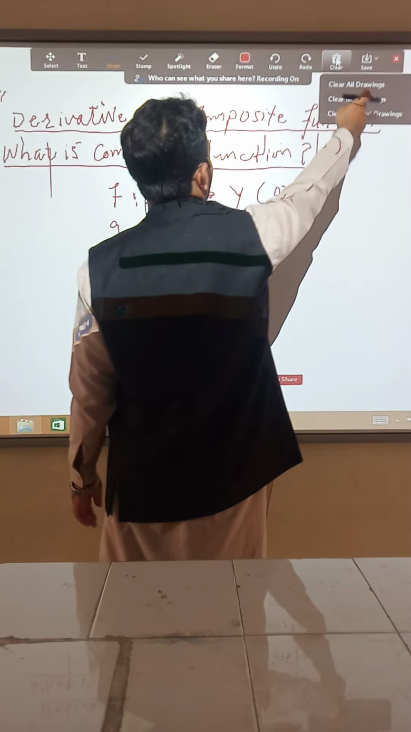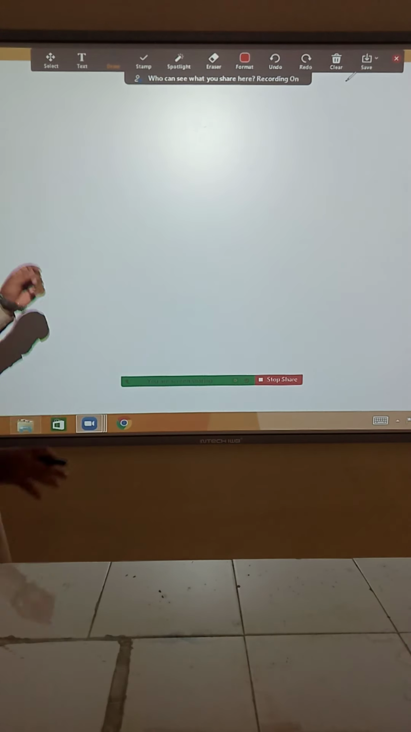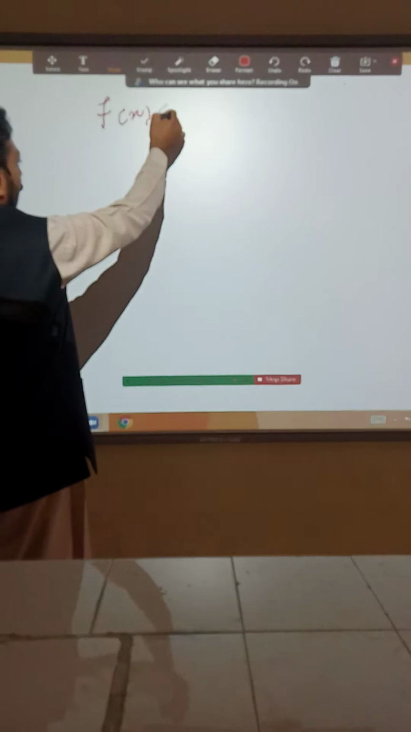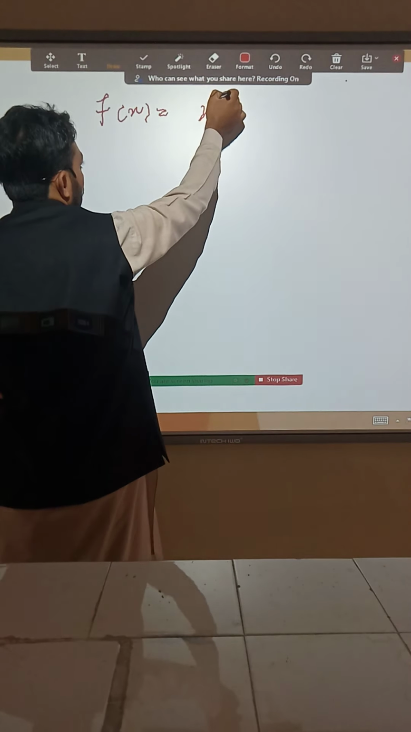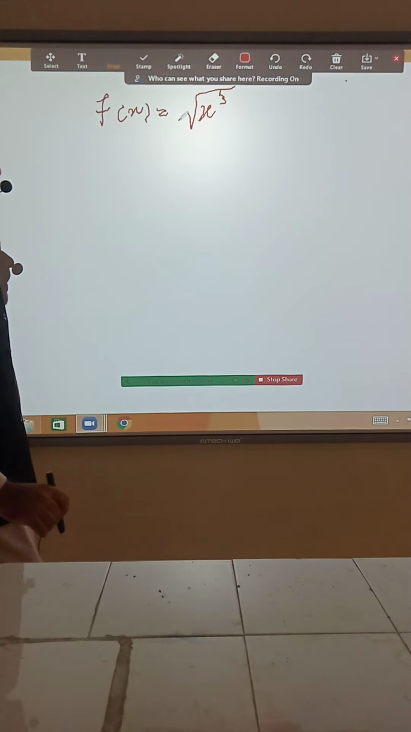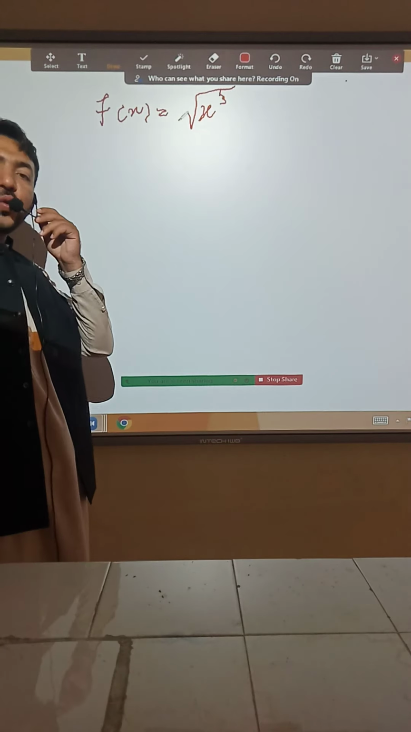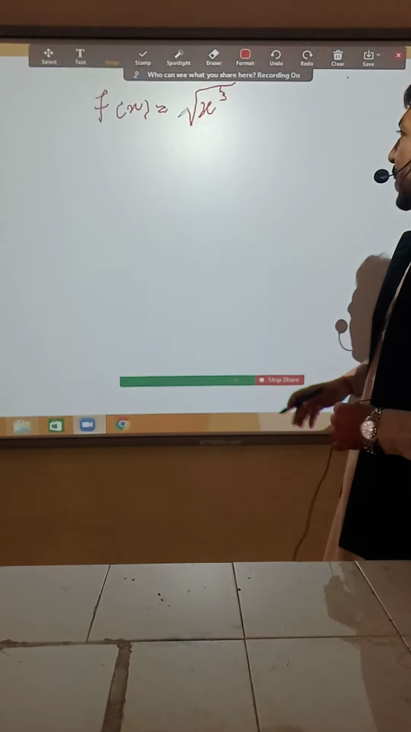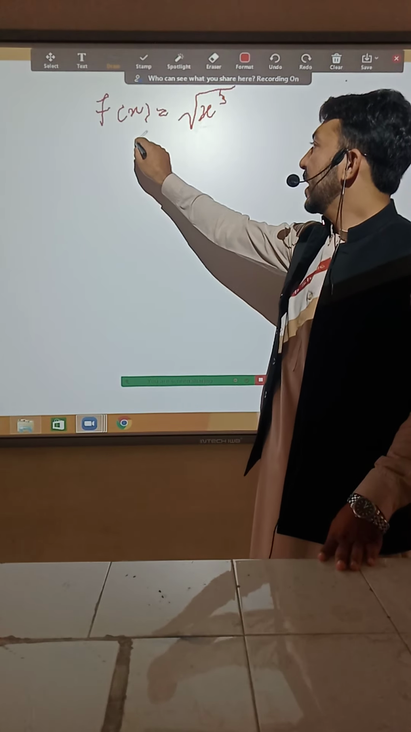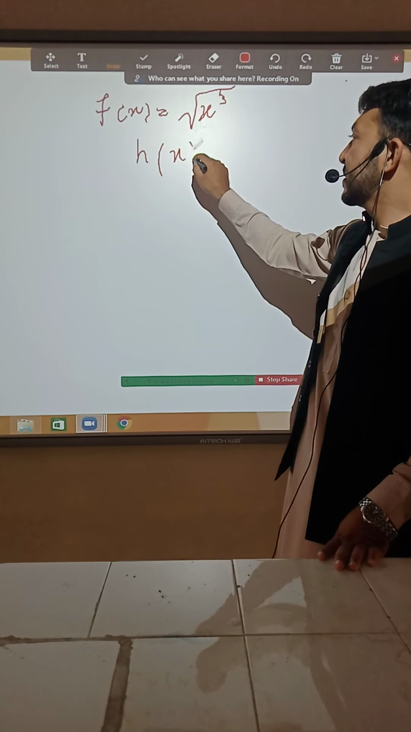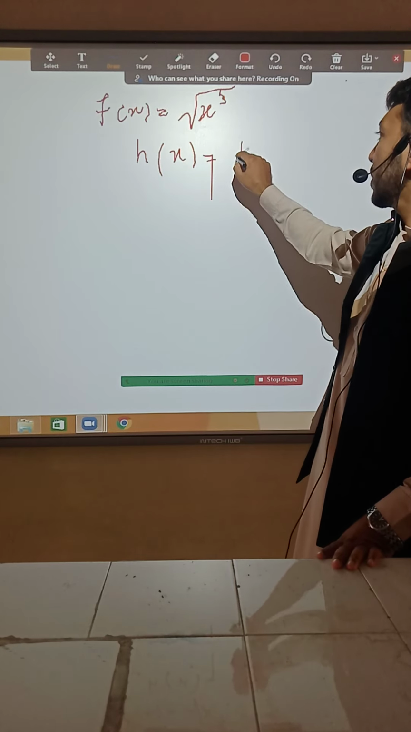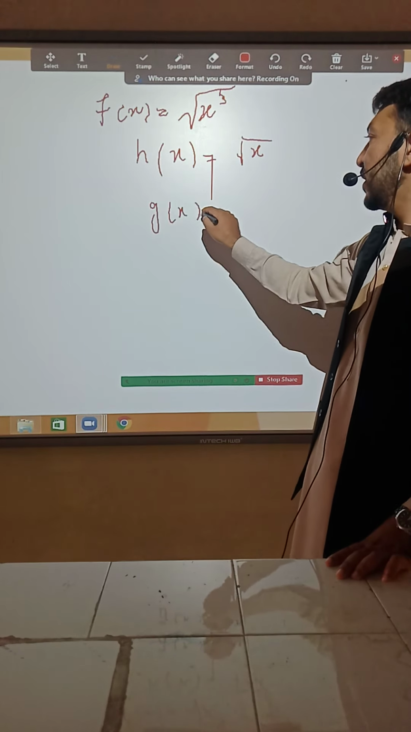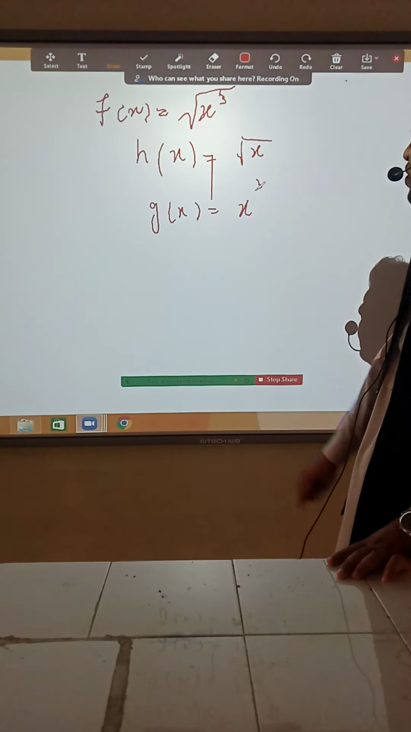Now, let's take some examples of the composite function. Let's say f of x is equal to the square root of x cube. That is a single function. You can convert this single function into the composition of two functions. For example, h of x equal to square root of x and g of x equal to x cube.